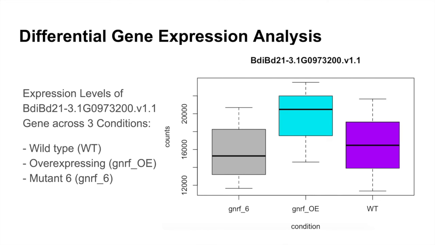Using a pre-made count matrix on expression levels of various B. distachyon genes based on RNA-seq data across the selected conditions of wild-type, overexpressing, mutant 4 and mutant 6, a plot of expression levels of the gene was generated for the gene of interest using RStudio. Based on the results, the highest level of gene expression was observed in the overexpressing condition as expected, with mutant 6 having a slightly lower level of expression of the gene compared to the wild-type condition.